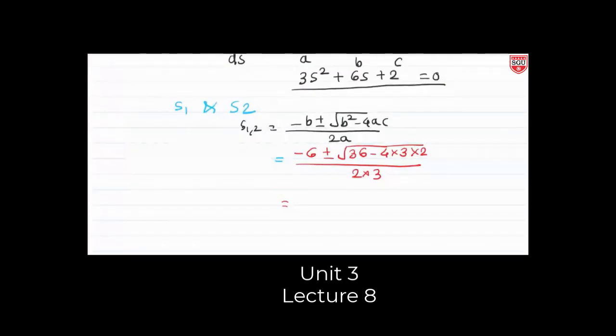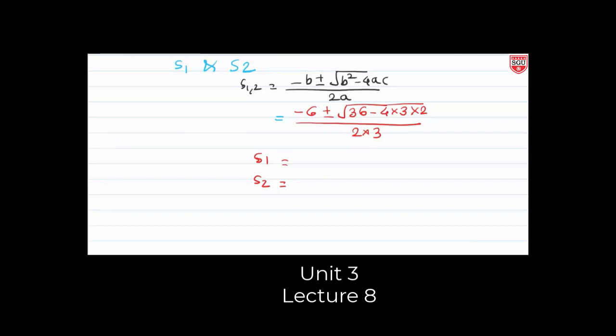There will be two answers, S1 and S2. What are the answers? So one answer I got, minus 1.57. Anybody is trying? And another answer is coming, minus 0.42. Perfect. Now we got two answers.